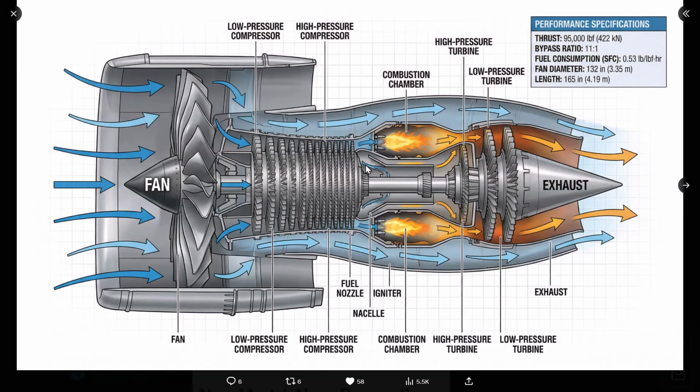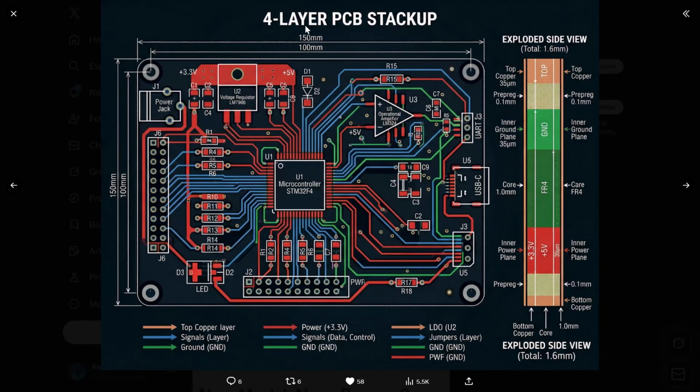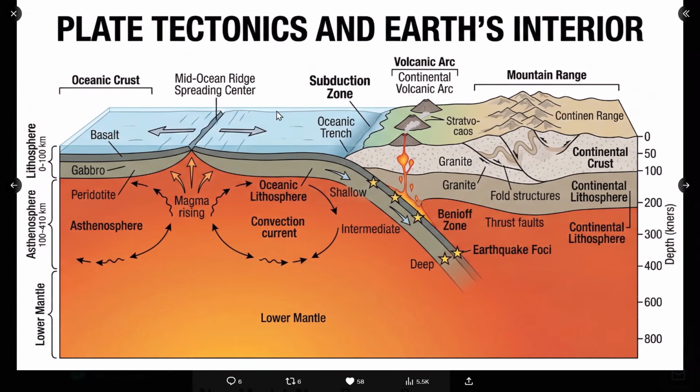Here are some other examples of Nano Banana 2 being able to visually present different machines with correct text and correct features. Here is a 4-layer PCB stack-up. As you can see, all the text here is grammatically correct, and I think that even the circuit is going to work. The circuit is not just a bunch of lines, it is actually logical. And here is another example of this. It is specifically for plate tectonics and Earth's interior analysis or something like that.